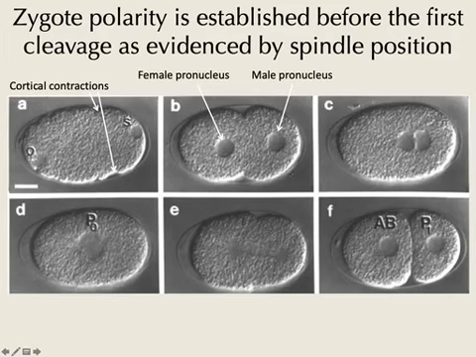In the meantime, there's a lot happening here at the cortex, and here you see this so-called pseudo-cleavage. That means there are these cortical contractions, but no divisions yet, right? You don't want to separate the paternal pronucleus from the maternal pronucleus. They have to merge first. So let's see what happens.